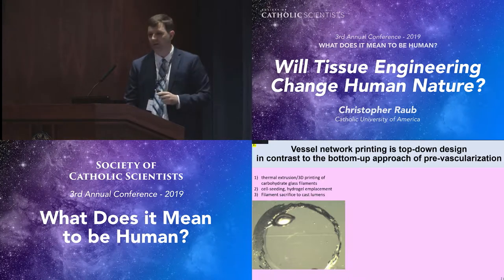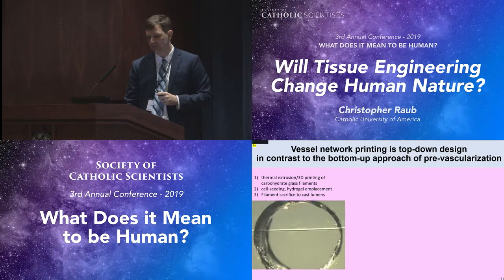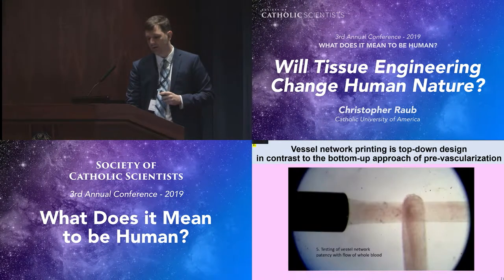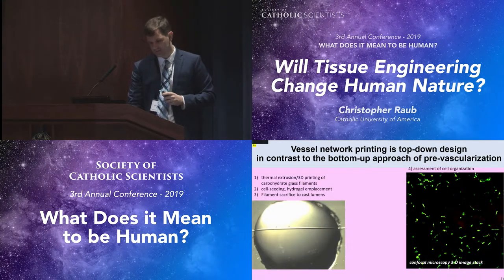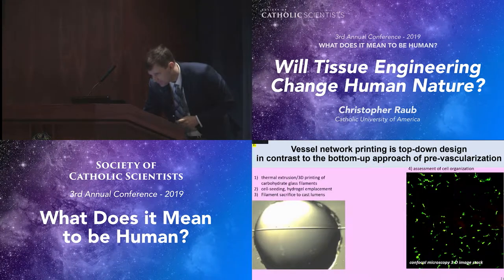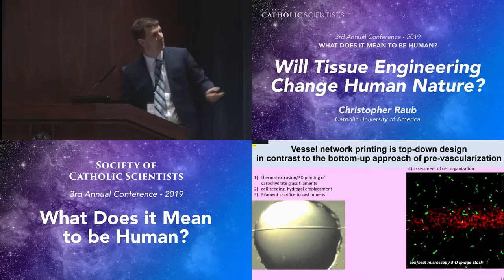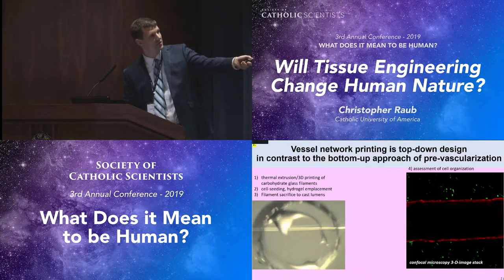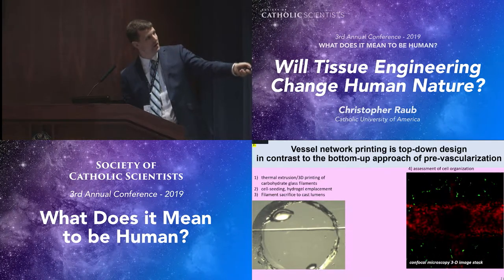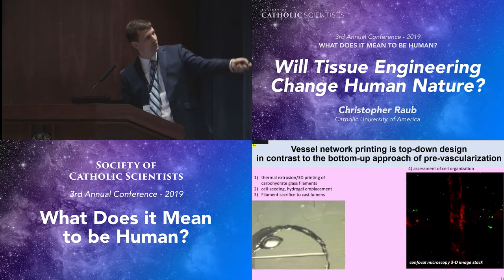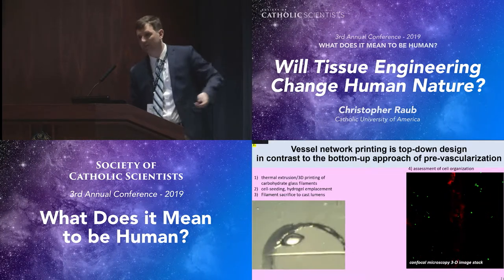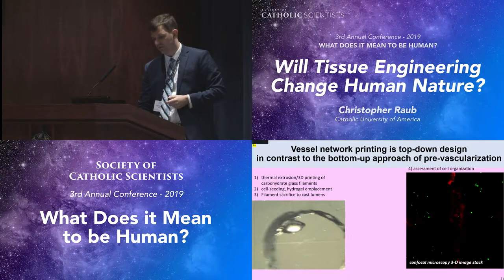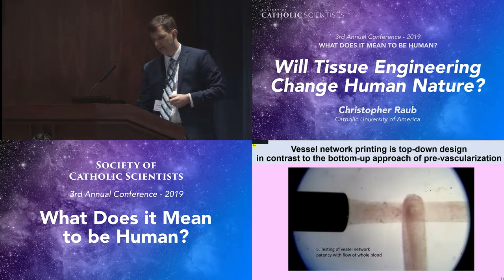That can be then seeded with HUVECs, these endothelial cells. And you can see then the two cell types in this confocal micrograph, the red cells, the HUVECs. Here's a horizontal cross-section through a horizontal vessel, and then a vertical cross-section. And there's a junction between these vessels that were simply 3D printed in that cross pattern.